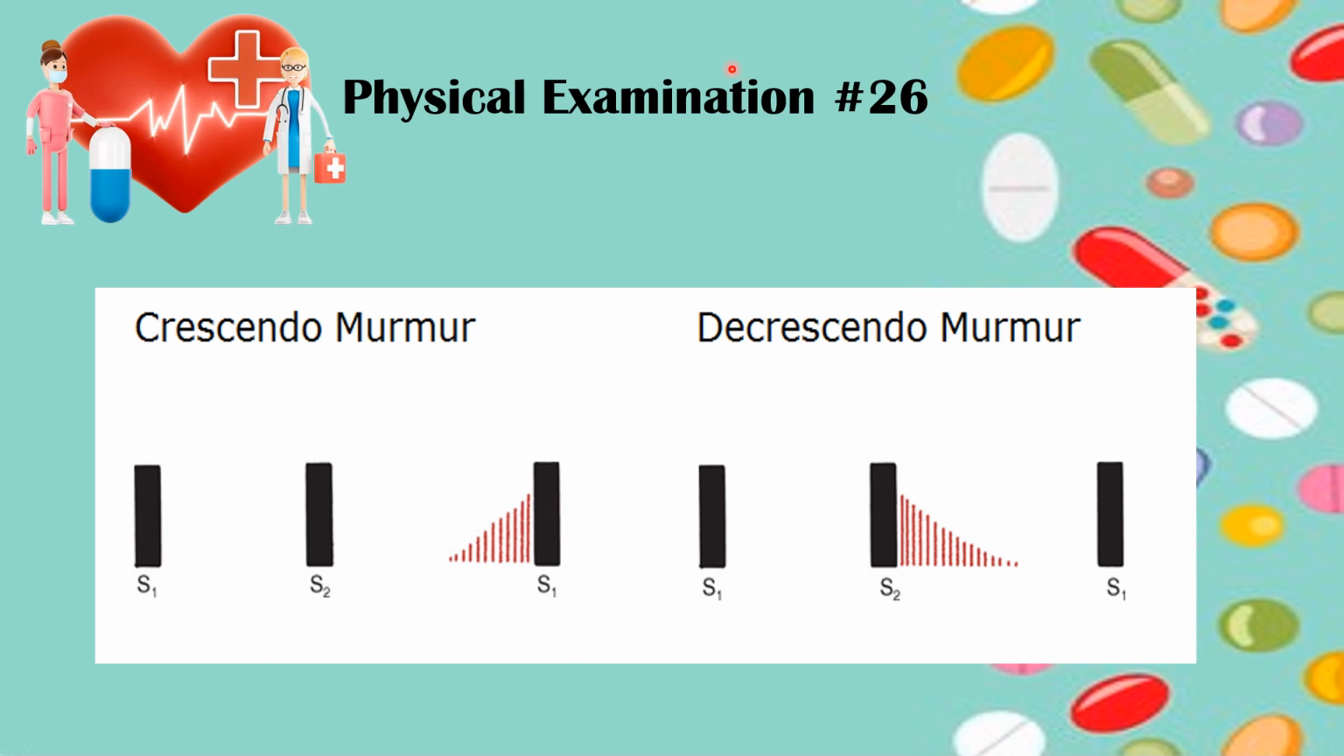Okay, so another finding, we have the crescendo murmur, wherein the murmur grows louder. On the other hand, we have the decrescendo murmur, wherein the murmur grows softer, as you can see in this illustration. So the early diastolic murmur of aortic regurgitation is an example of this.